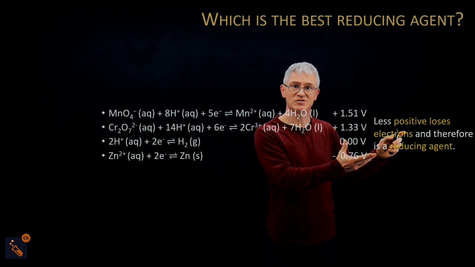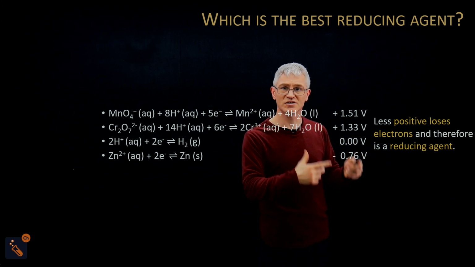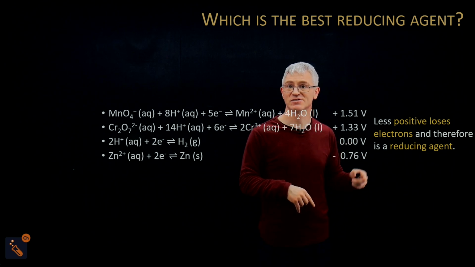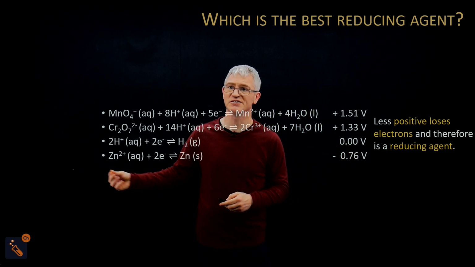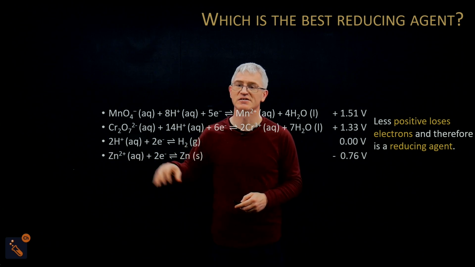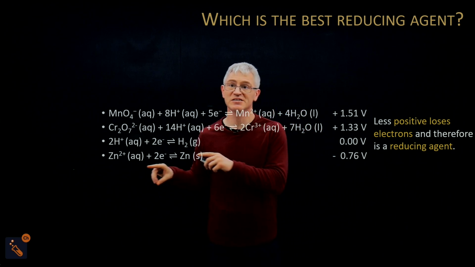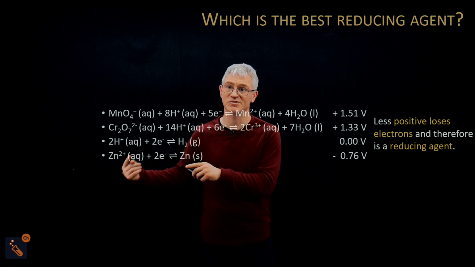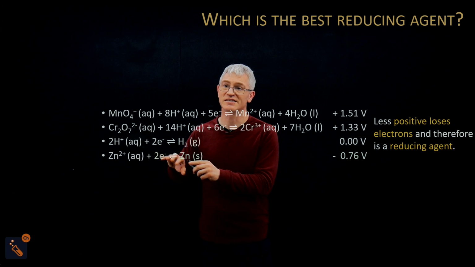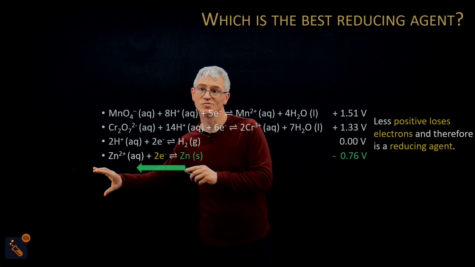So the less positive loses electrons and therefore is the reducing agent. So the one that is least positive and most negative. So that is this one here. So the common mistake is for people just to write Zn2+ because they read from the left. But the less positive loses electrons. So you've got to pick the species here that loses the electrons. And the thing that loses the electrons is not the zinc 2+. That would gain it because it's next to the electrons there. It would gain it and go that way. No, it's the zinc. And that means the equilibrium will go towards the left.